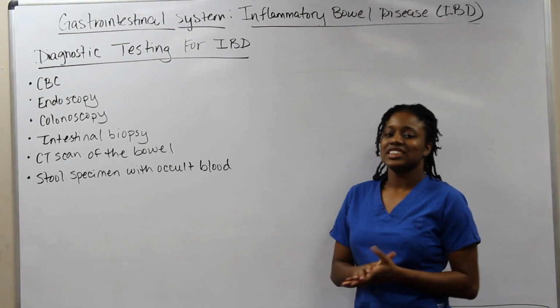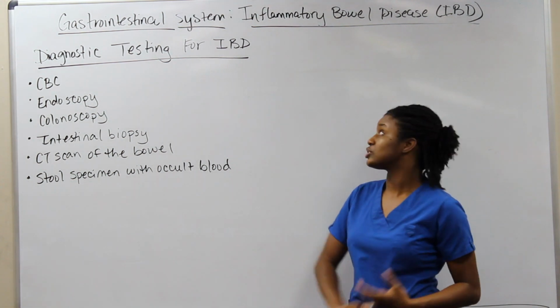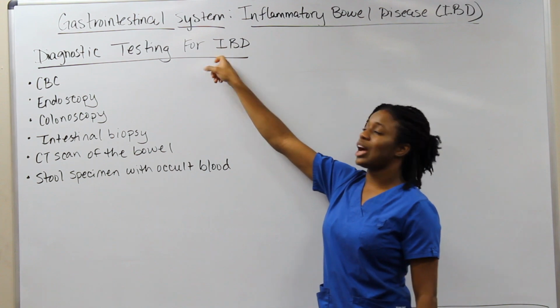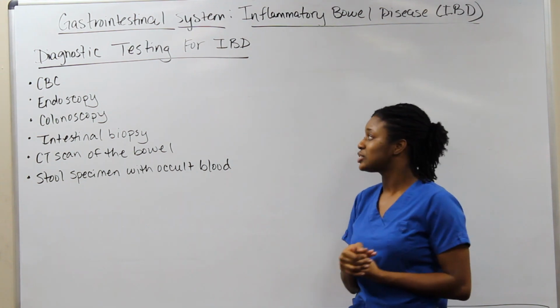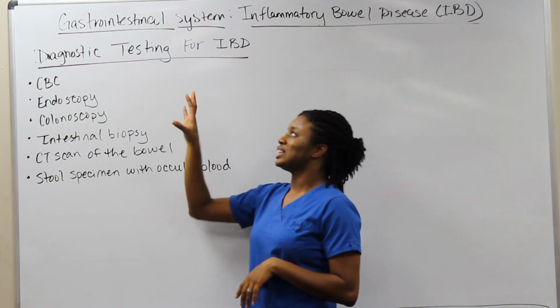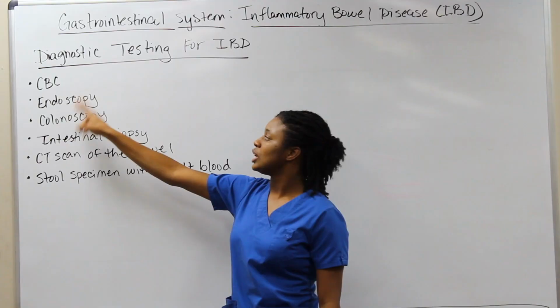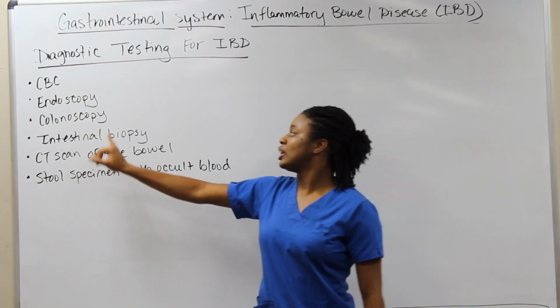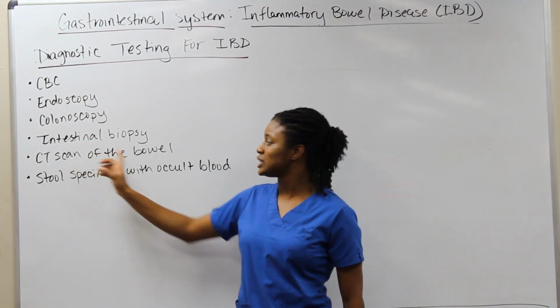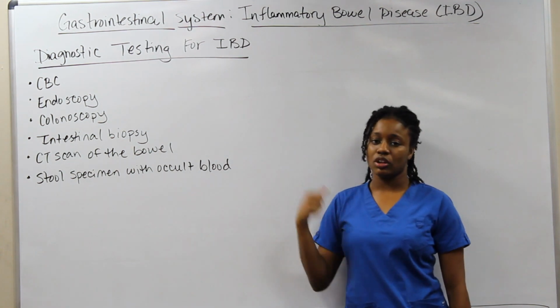So now I have the diagnostic testing for both Crohn's disease and ulcerative colitis. So when you see me have the IBD, we're talking about both, okay? So from now on, we should be talking about both. So diagnostic testing. For both, you can do a CBC, endoscopy, colonoscopy, intestinal biopsy, a CT scan of the bowels, or a stool specimen with occult blood.